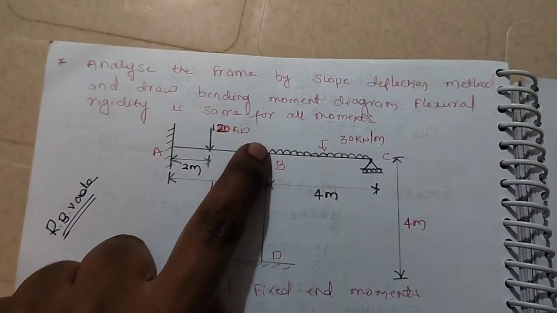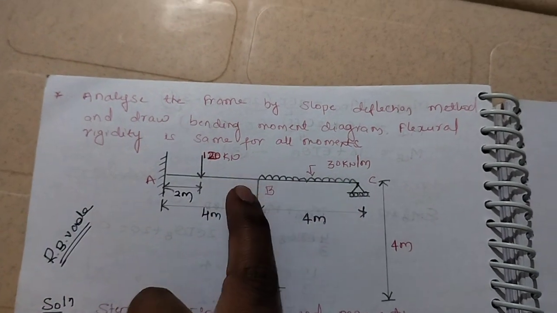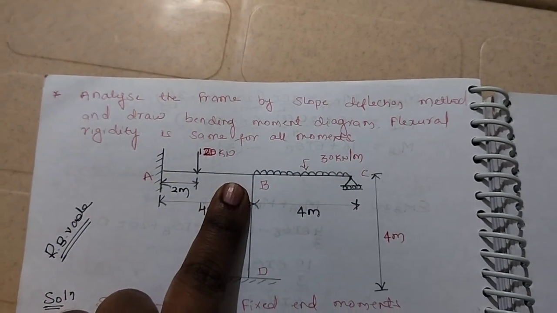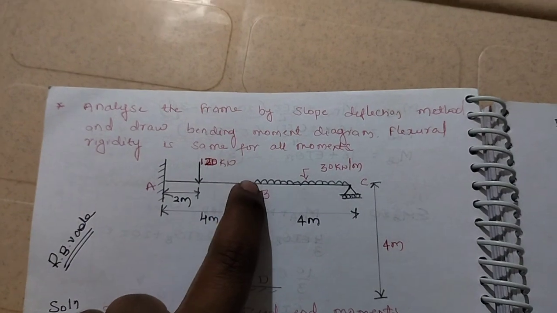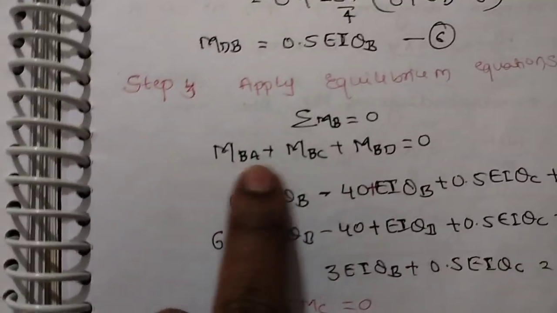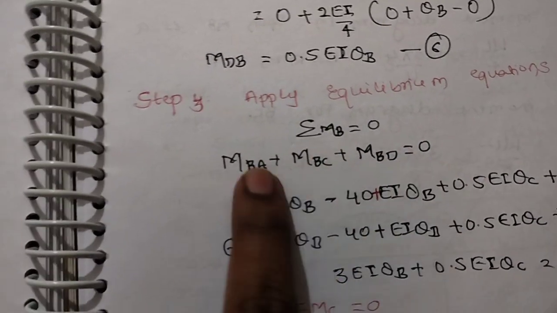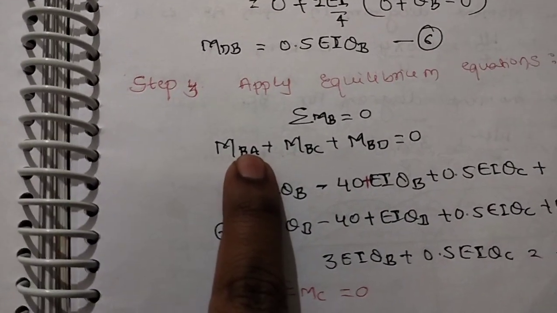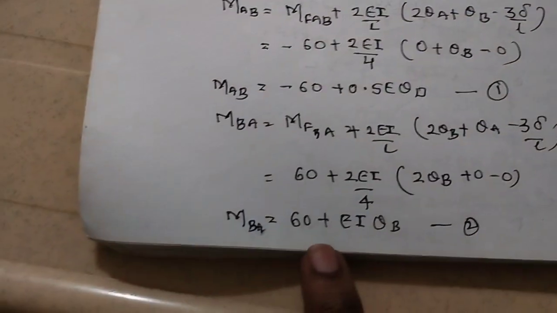MBA plus MBD plus MBC is equal to 0. What I am telling here: MBA plus MBC plus MBD is equal to 0. So MBA, what is the equation? Just now we calculated the MBA equation, written here: 60 plus EI theta B. Substitute this value here.